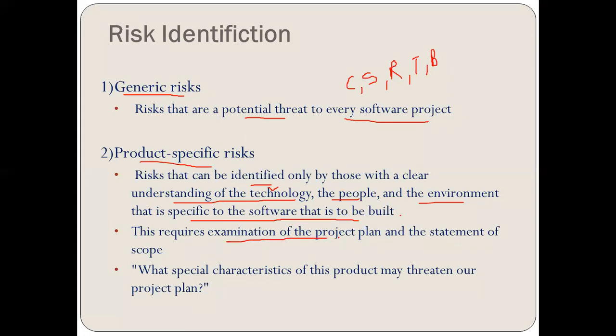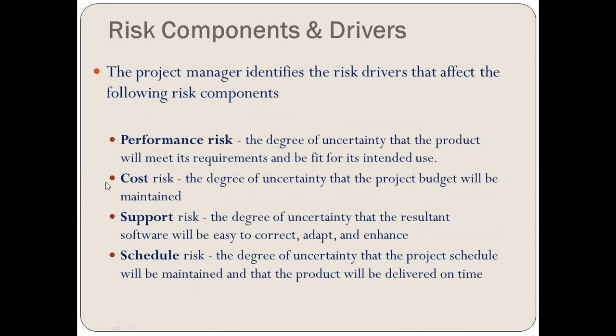This requires examination of the project plan and the statement of scope. So we have to make clear and examine the project plan and statement of scope. What special characteristics of this product may threaten our project plan? So we are going to see all the characteristics of the software which are very special, like we are including any special security to that particular project which we have not used in any other projects when we are developing. So this can be taken into consideration in a better picture, and we can analyze that according to the risk.